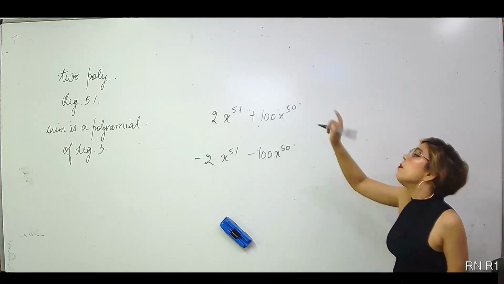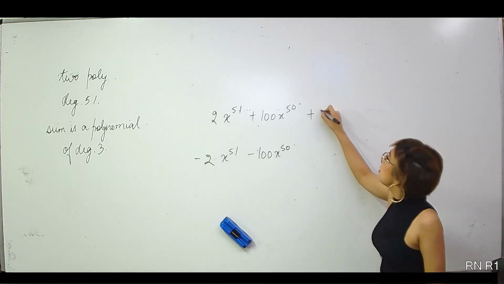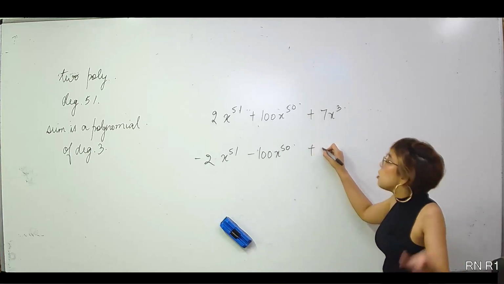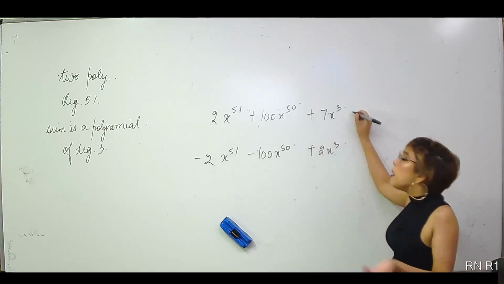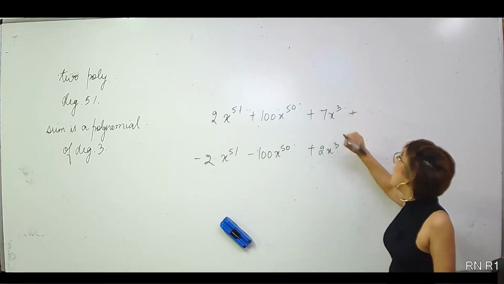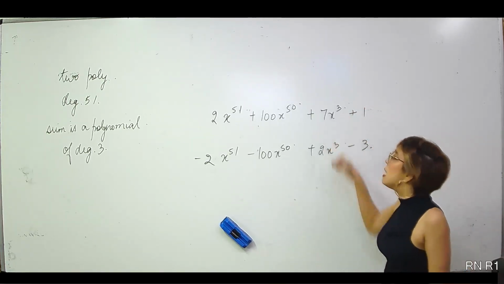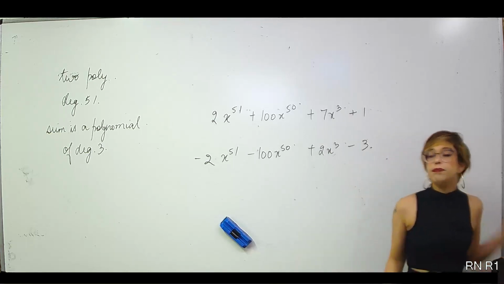Then he says the sum has degree 3, so that means plus 7x cube. Right? Here I can have plus 2x cube. There might be an x square term, whatever you want to write. I'll write constants, so plus 1 and minus 3. If I add them up, obviously it would be a cubic polynomial. Next.